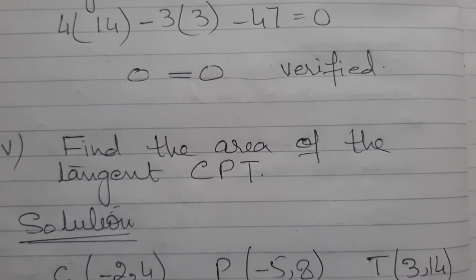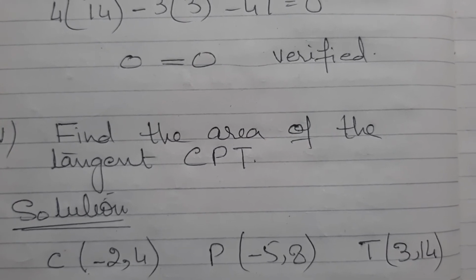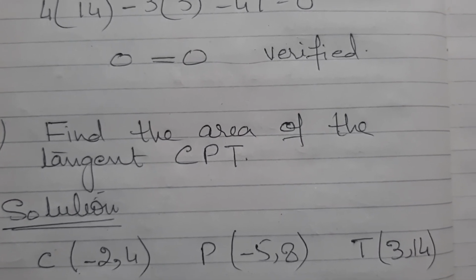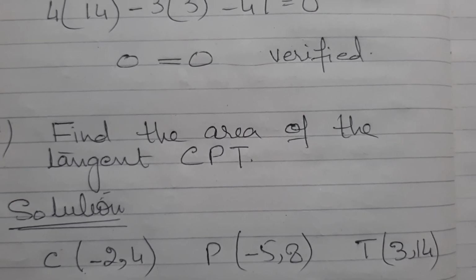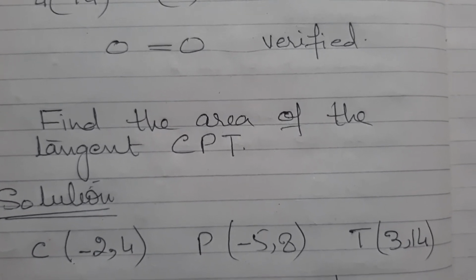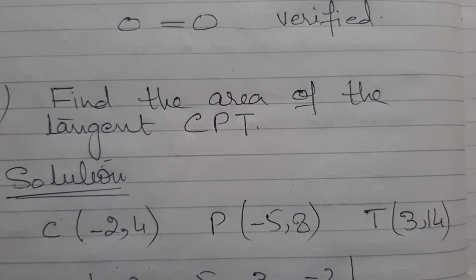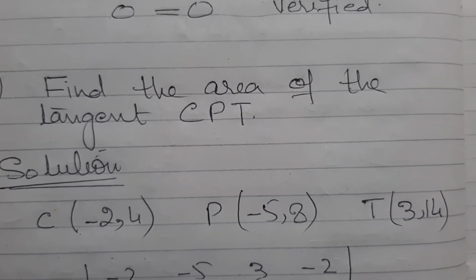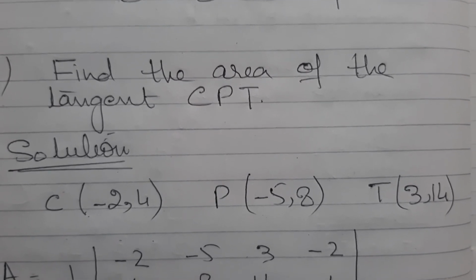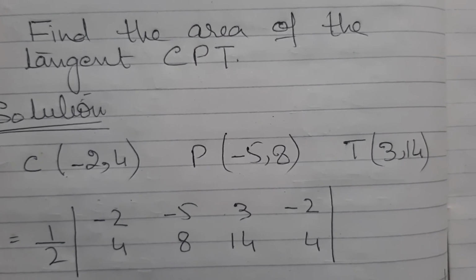Find the area of the triangle CPT, and I will use the determinant method to find the area of the region which is covered by these 3 points, C, P, T. So I don't need to draw here. The only thing is that the area is covered by the points CPT. Let me show you, or help you visualize it also.